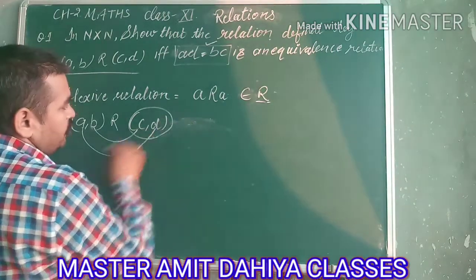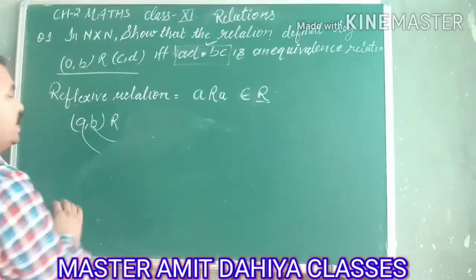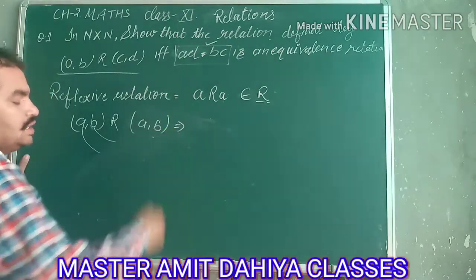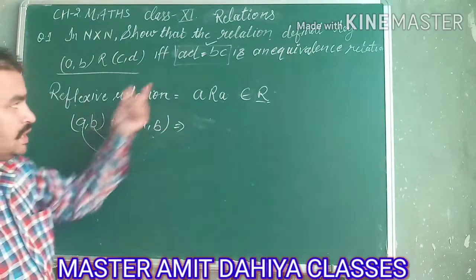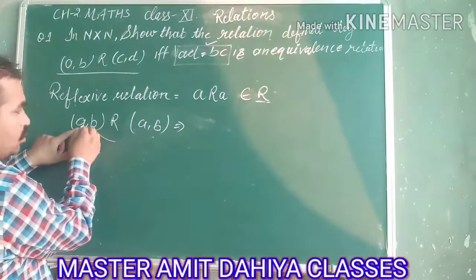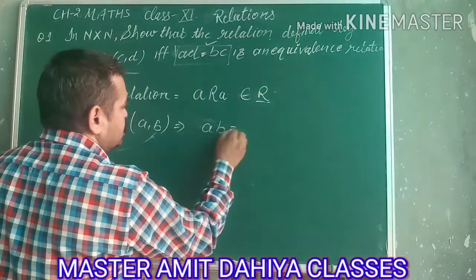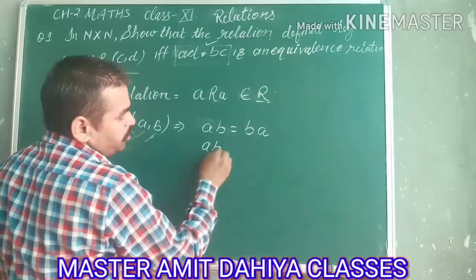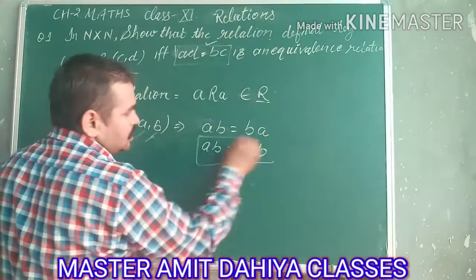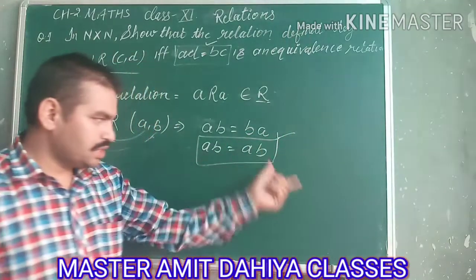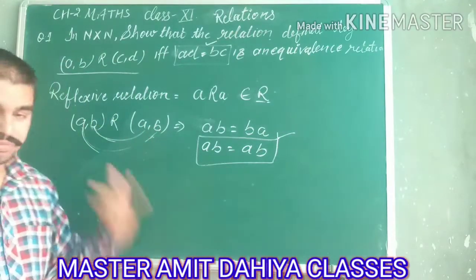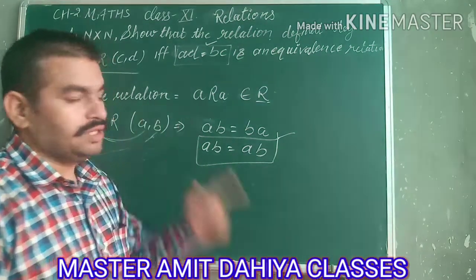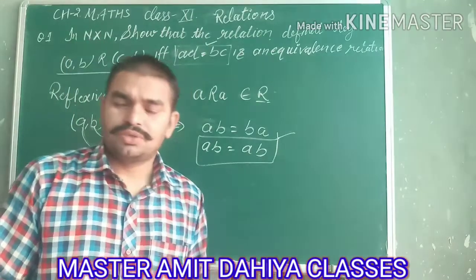Then for reflexive, what do I have to prove? I have to prove that (a, b) R (a, b) is reflexive if it satisfies this condition. We multiply the first and last numbers, so AB is equal to AB, and we multiply the two middle numbers, BA. So it means AB is equal to AB. So it satisfies the condition AB is equal to AB, then this is a reflexive relation. I hope that you understood this question.